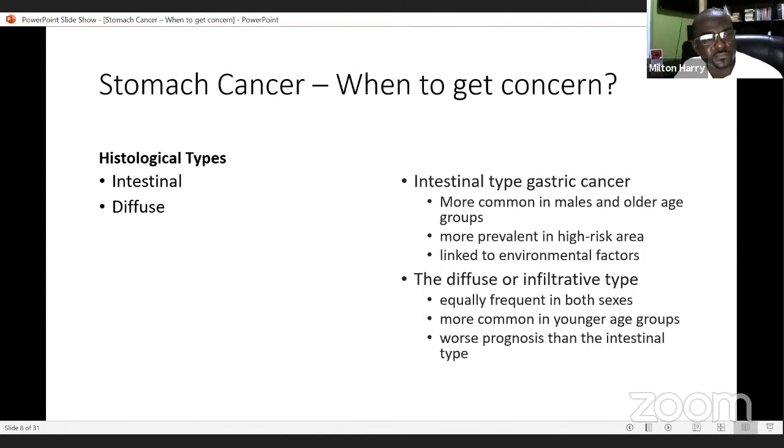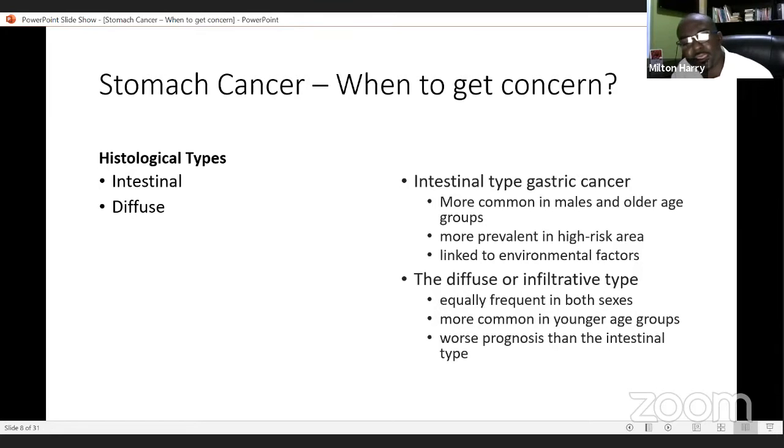There are actually 2 subtypes of gastric cancers. There's the intestinal type and there's the diffuse type. The intestinal type of gastric cancer is the more common type, and that's the type that's common in males or older age group. It's also more prevalent in these high-risk areas. And this one is thought to be linked to a number of various environmental factors. The second type, the diffuse type, also known as the infiltrative type, is equally frequent in both males and females, and it's found more commonly in younger age group.